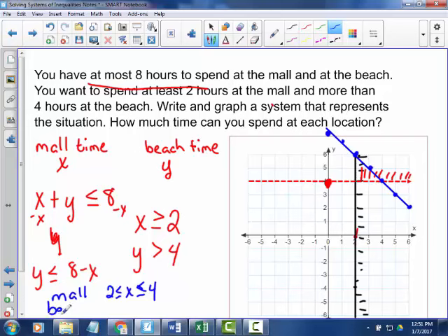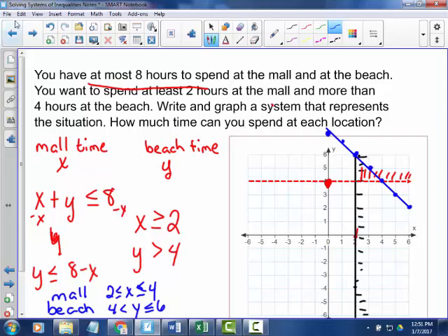And then the beach, look at for the beach, we could go from 4, well, just above 4, because we said we wanted to be more than 4, right, in that dashed line. Okay, so we can go from 4 up to 6, but we can't do more than that. So at the beach, we can go between 4 and 6 hours.